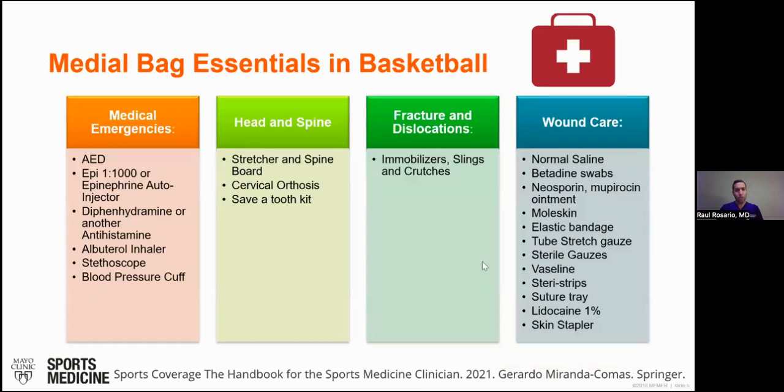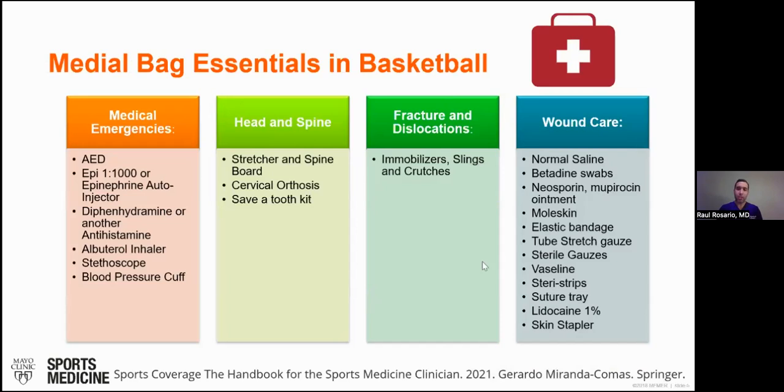We need to have the AED. That's the most important thing. You can forget everything else, but that's the most important thing that you need to have there. You may want to have some epinephrine for possible allergic reactions on your trip, antihistamine, albuterol for asthmatic patients, and then a stethoscope and blood pressure cuff. For spine injuries, you need to have a stretcher and a spine board, and a cervical orthosis. For injuries in the mouth, you need a save-a-tooth kit to make sure that you put the tooth there and see if we can save it.